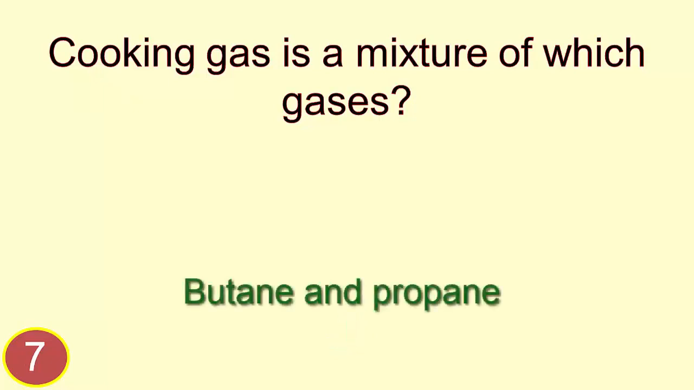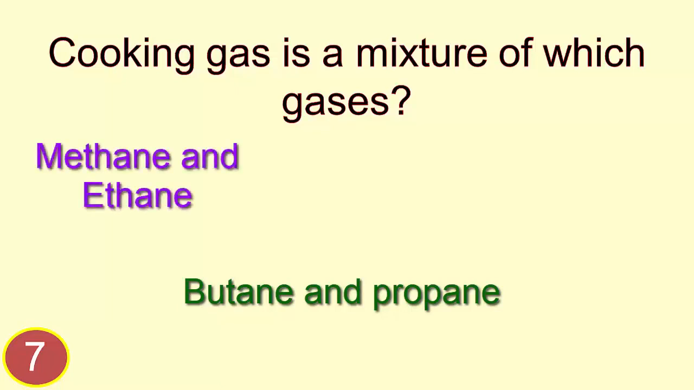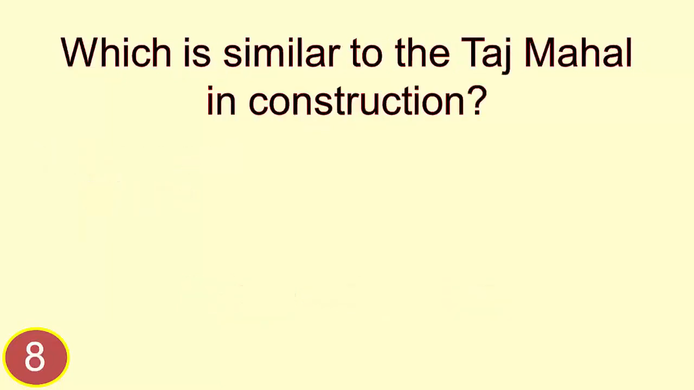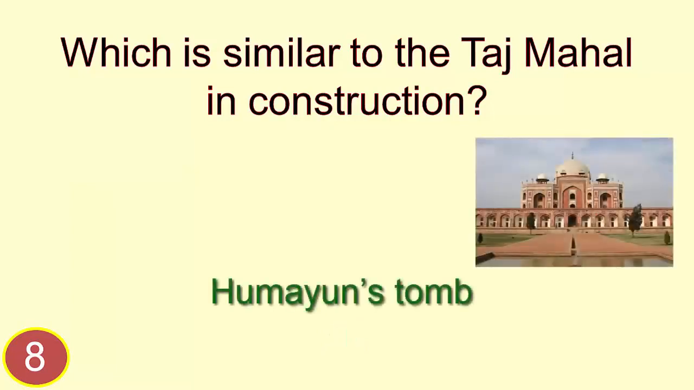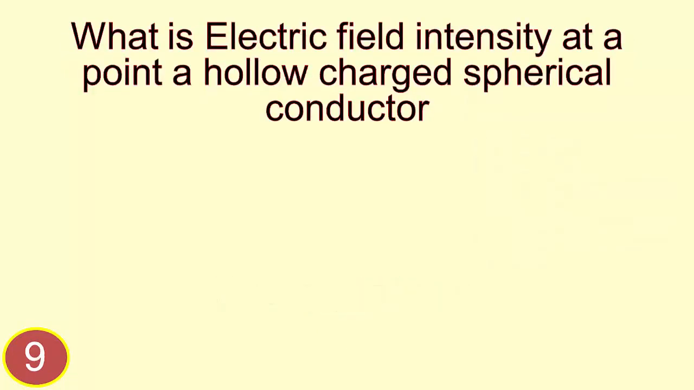Answer is butane and propane. Fuel natural gas is composed of lighter methane and ethane. Which is the similar to the Taj Mahal in construction? Answer is Humayun's tomb. What is the electric field intensity at a point inside a hollow charged spherical conductor?